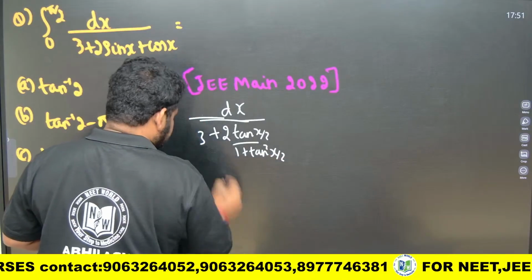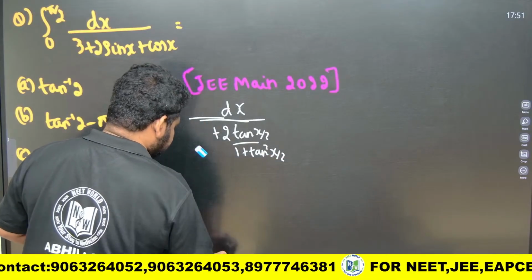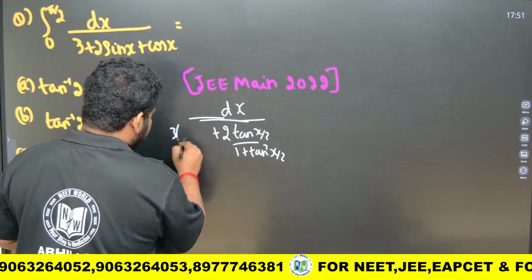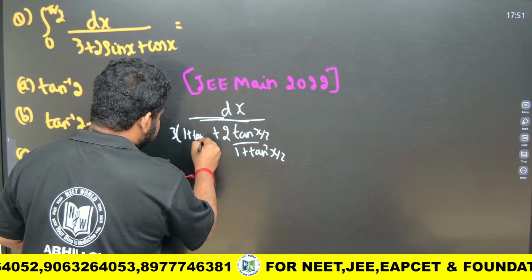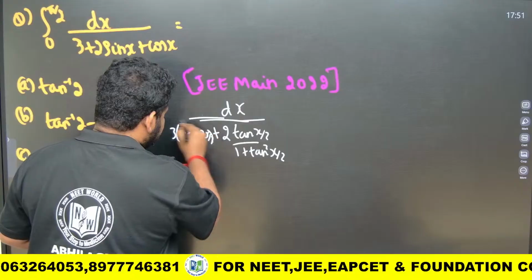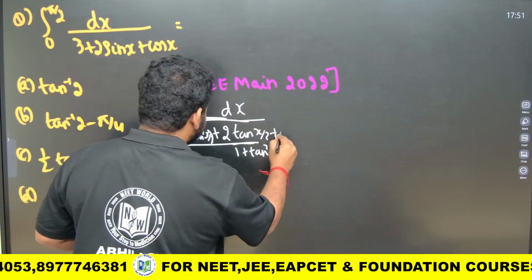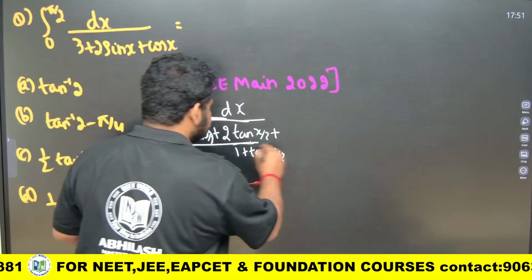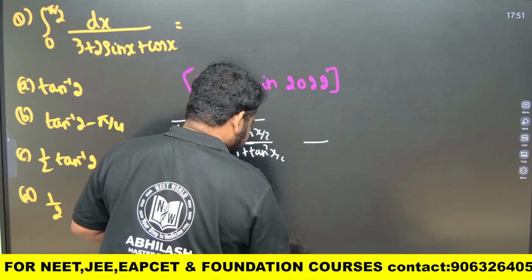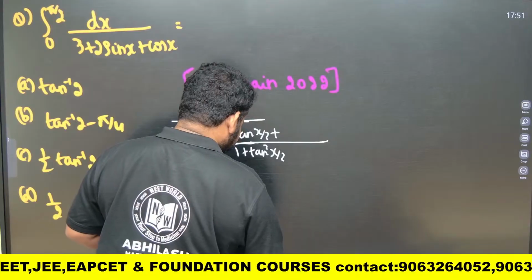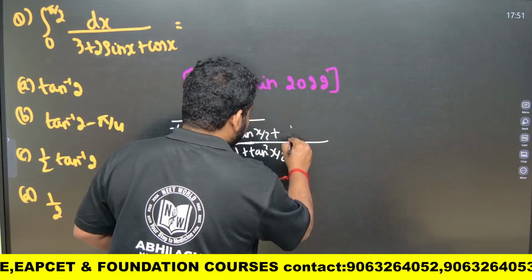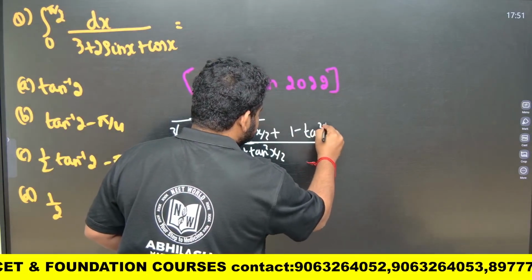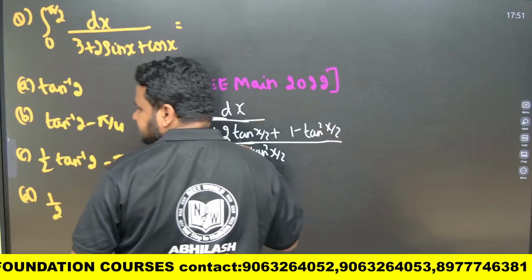So this will be, if I take LCM, 3 into 1 plus tan square x by 2. I am taking LCM directly, plus cos x can be written as 1 minus tan square x by 2 by 1 plus tan square x by 2. So this total will become LCM. This entire thing will become 1 minus tan square x by 2.